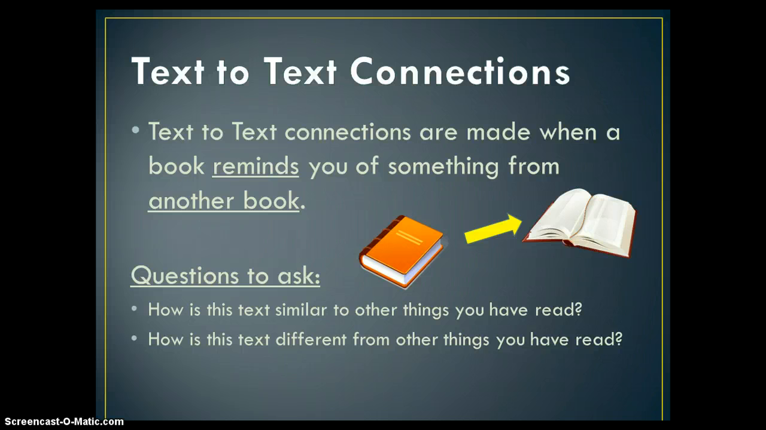So first of all, text-to-text connections. This is where a book reminds you of something from another book. So maybe a character is the same as another character, or different, or this sort of thing also happened in another book. So any way that you're relating two books together. So questions to ask yourself: how is this text similar to other books that I've read? How is this different from other books I've read? So you're relating two books together, or things from two different texts together.